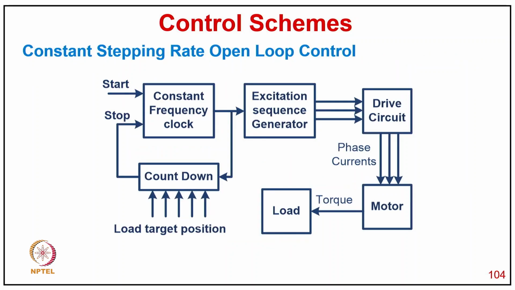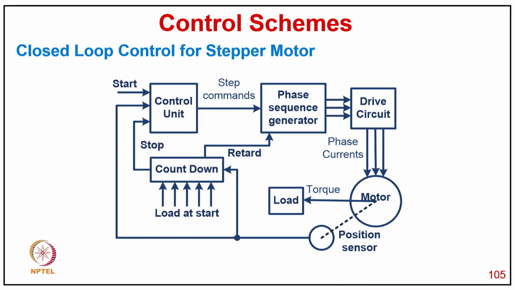Now coming to constant stepping rate for open loop control. Normally we have a start and stop sequence, and a constant frequency clock. Then we go to the excitation sequence generator, which converts the pulses for the different transistors of the different phases. Then you have a converter giving the phase current to the motor, and the motor develops the torque to drive the load. That is how the operation of this control works.